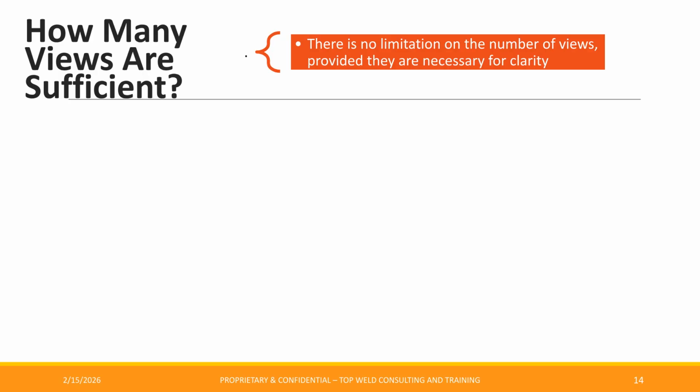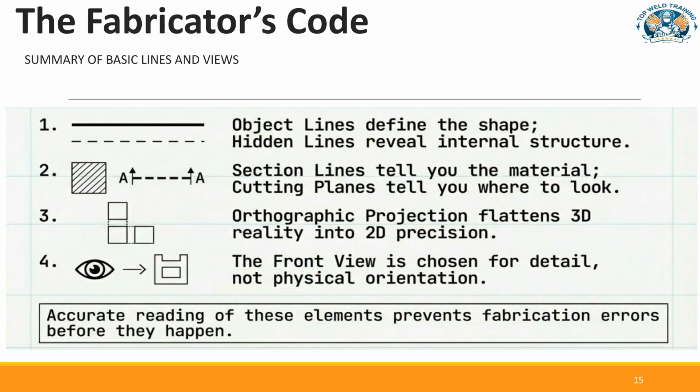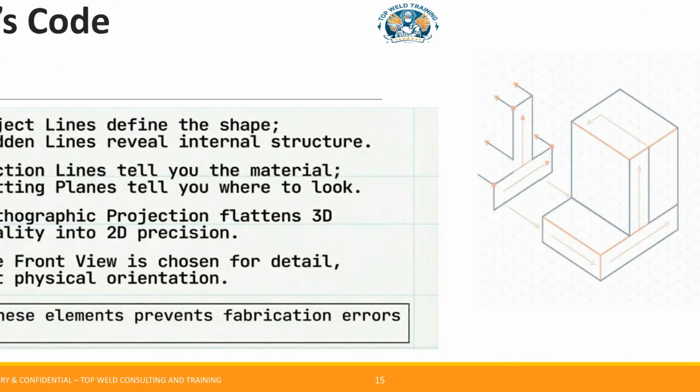How many views are enough? There is no strict limit. Use as many as necessary for clarity, though 3 properly selected views are usually sufficient for most fabrication tasks. To summarize, object lines define shape, section lines identify material, orthographic projection provides precision, and the front view is selected for detail. Accurate reading of these elements is essential for error-free fabrication.